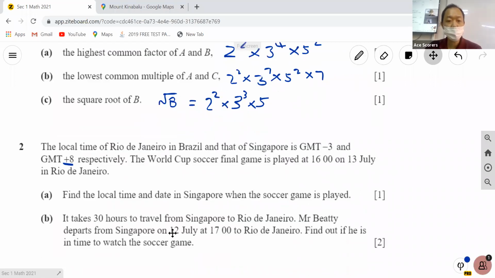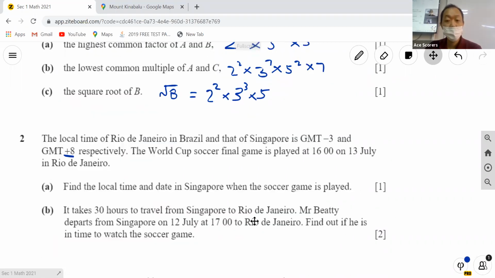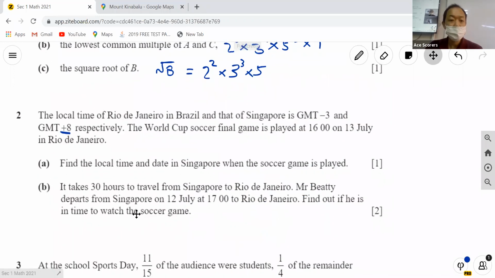Next one. It takes 30 hours to travel from Singapore to Rio de Janeiro. It's the BT. Oh, BT secondary school, right? BT departs. Find out if he is in time to watch the soccer game. So on the 12th of July, 1700, he flies to Rio de Janeiro. So what time will he reach there? Singapore time. So let's just find Singapore time. So Singapore time, he's going to take 1 day and 6 hours. That means he'll reach Singapore time 13 July.